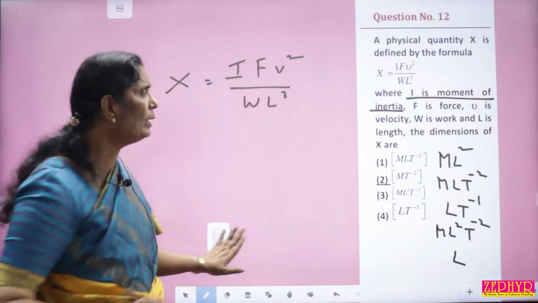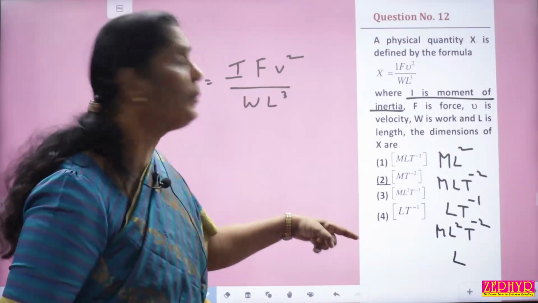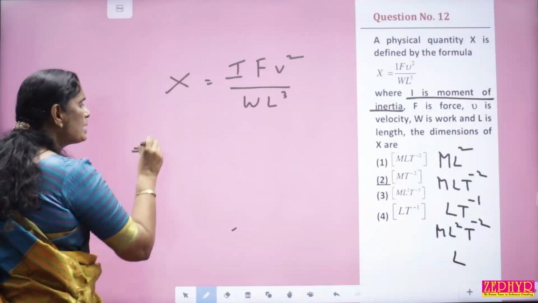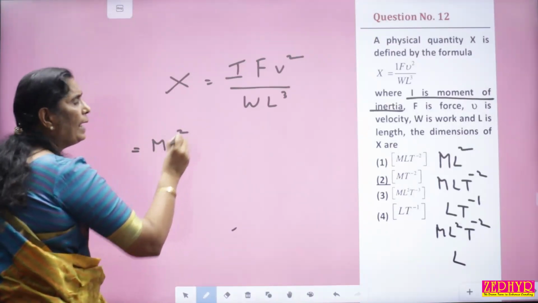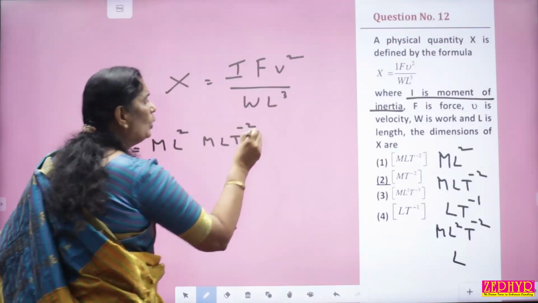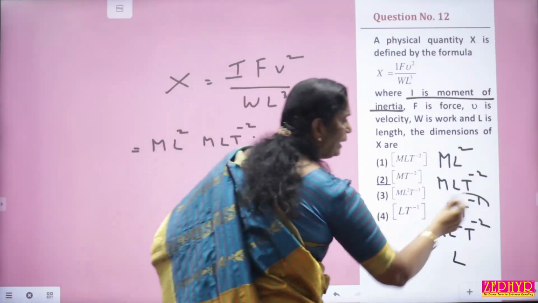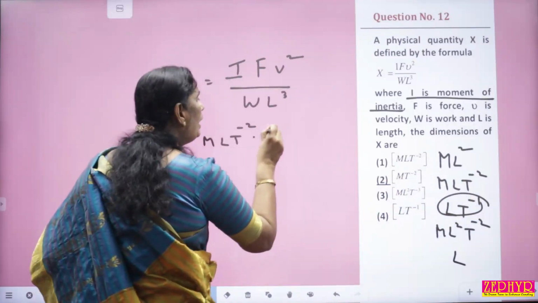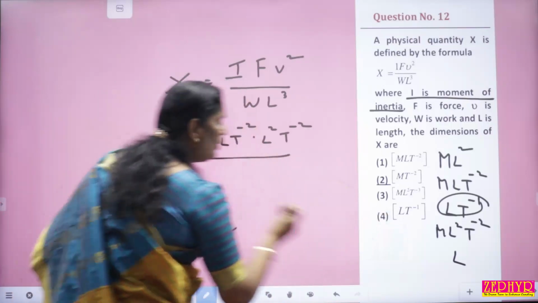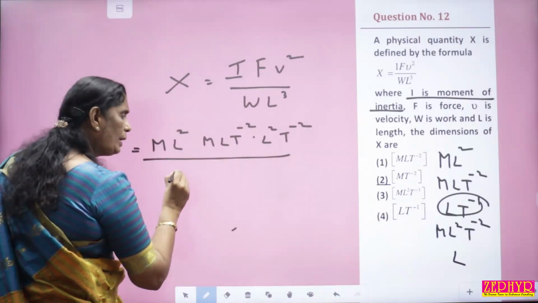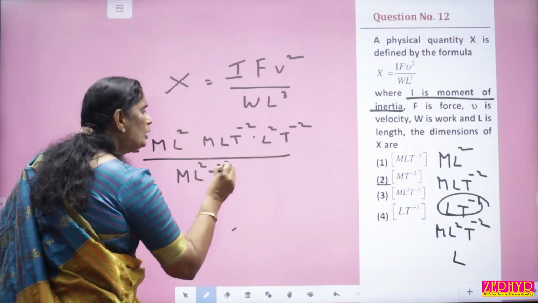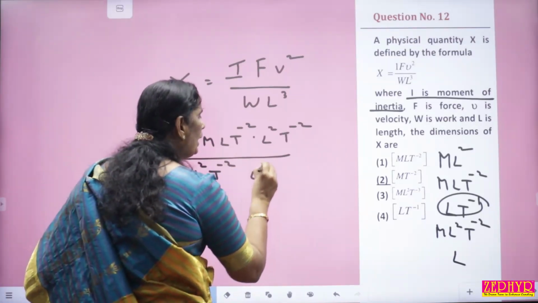So you know all the values, na? Okay, substitute. Come on, just substitute. Moment of inertia, M L square. Like that. Force, M L into t raised to minus 2. Velocity square, L square t raised to minus 2, whole divided by W. W is nothing but work. Work is nothing but energy, M L square t raised to minus 2, into finally L cube, like that.